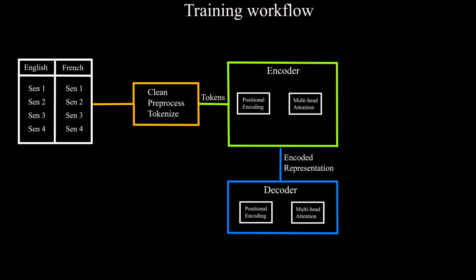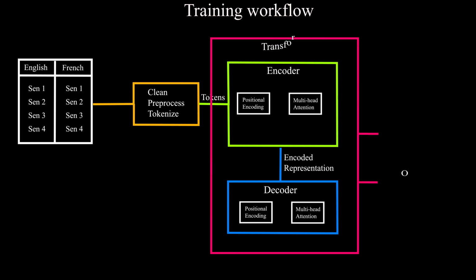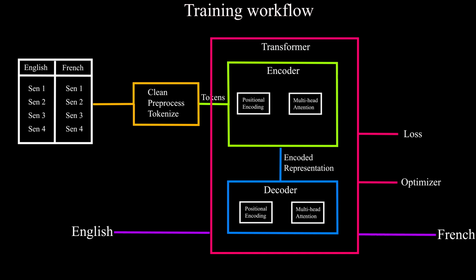Both the encoder and decoder will be equipped with multi-head attention. We'll attach a loss function and an optimizer to the model and initiate the training process. Once training is complete, we can use the transformer to input an English sentence and generate a corresponding French sentence. So without further ado, let's dive into the coding.